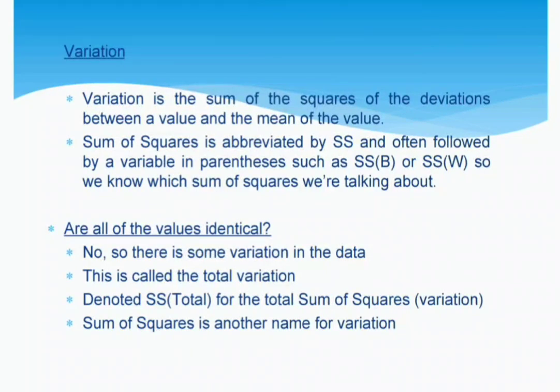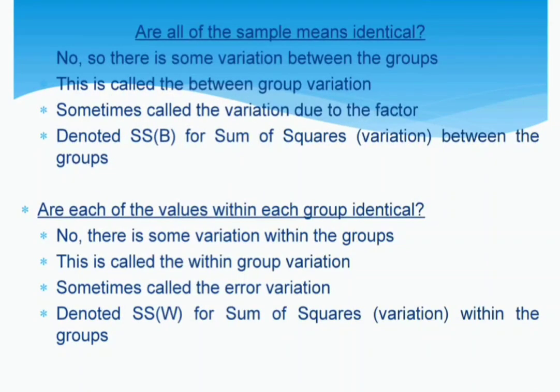Next, are all the values identical? We have to check that. No, there is some variation in the data. This is called total variation, denoted as SS total, for the sum of squares. Sum of squares is another name for variation. Are all of the sample means identical? No. So there is some variation between groups.